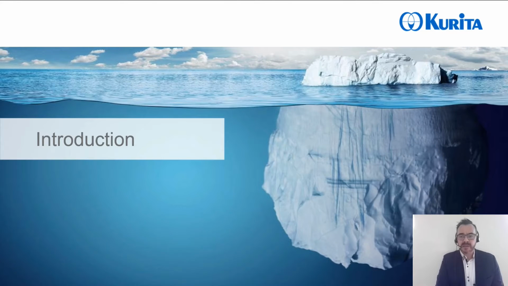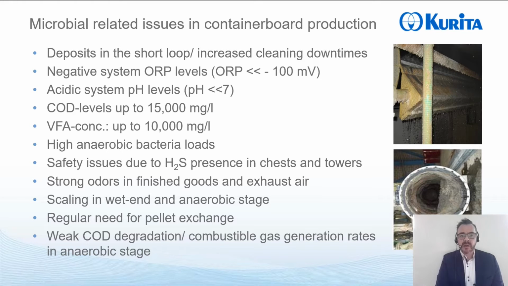The introduction. All of us know that in the production of packaging and board, we have such conditions: a low ORP value, meaning down to -200, -300 millivolt; low pH values of 6.2, 6.3; a high COD load of 15,000 ppm; a high load of VFA, volatile fatty acids, up to 10,000 ppm; and a lot of anaerobic conditions, meaning a lot of dead zones with a long holding time.